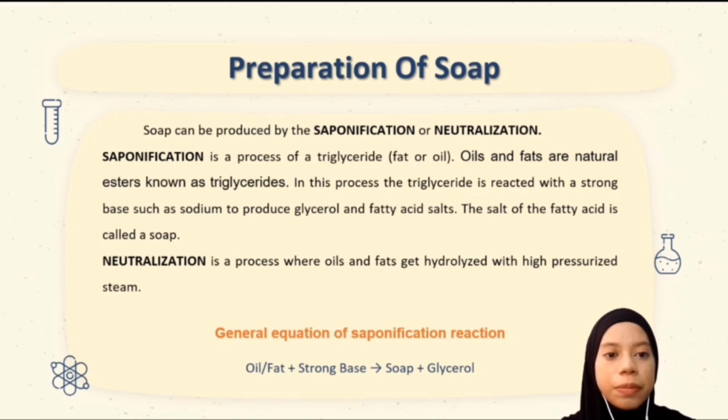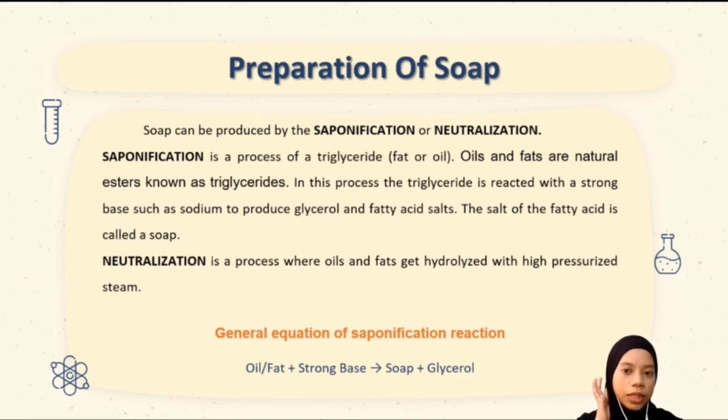Soap can be produced by saponification and neutralization. Saponification is a process where glycerides, which are fats or oils, are reacted with a strong base such as sodium hydroxide to produce glycerol and fatty acid salts. The salt of a fatty acid is called a soap.